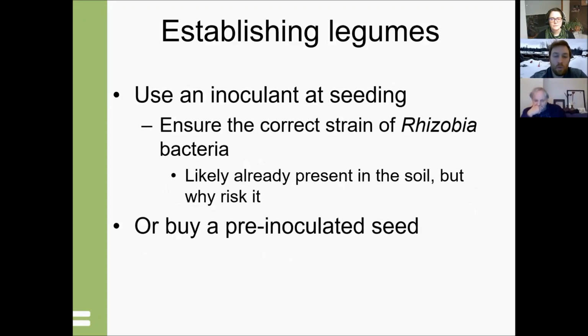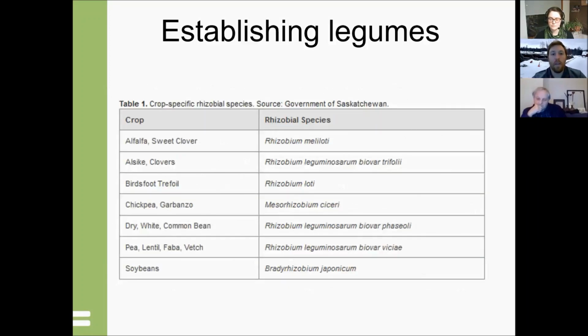So you definitely want to use inoculated seeding, but make sure you use the correct strain of Rhizobia bacteria. A lot of these strains are already present in many soils, but sometimes they're not present in enough quantities, and why risk it? Another option is to buy pre-inoculated seed. But going back, different plants have different species of Rhizobia that they like to work with. Alfalfa and sweet clover have some, and then alsike and some of the other clovers have a particular species, and on and on.